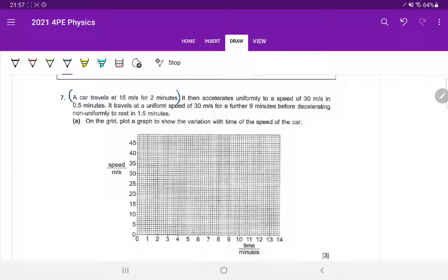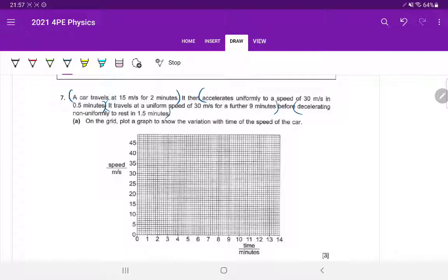That's one set of information. It then accelerates uniformly to a speed of 30 meters per second in 0.5 minutes. Then it travels at a uniform speed of 30 meters per second for a further 9 minutes before decelerating non-uniformly to rest in 1.5 minutes. Okay, so let's go one by one.